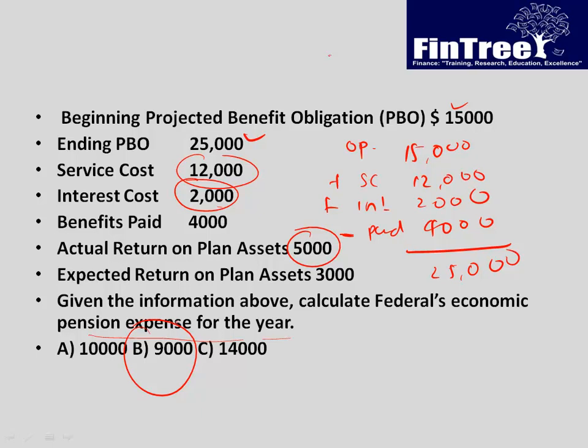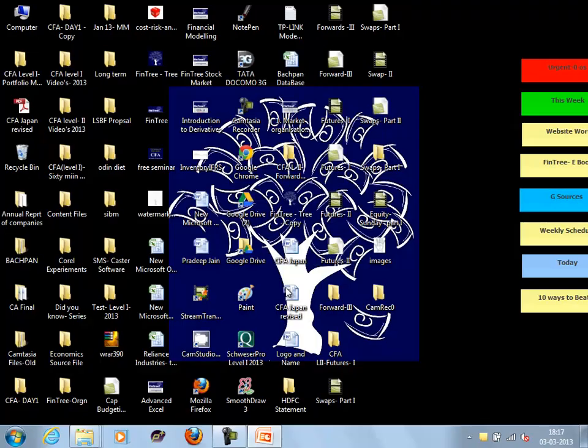Change in PBO is how much? 10,000. Contributions are 4,000. So 10,000 plus 4,000, 14 minus 5, 9,000. Are we okay? Yes. Not comfortable, not clear. See, it's really simple. There is no rocket science here.